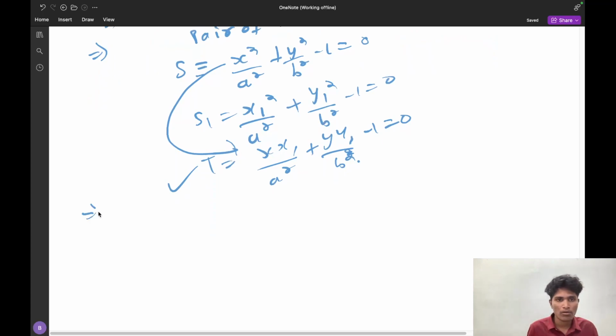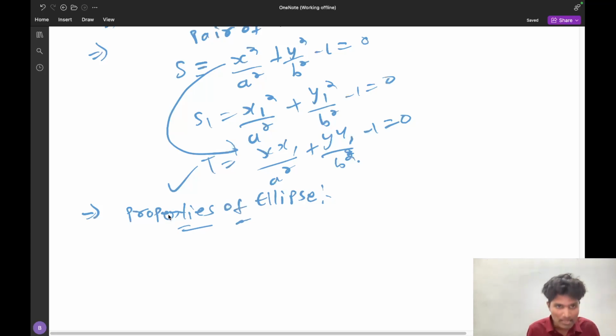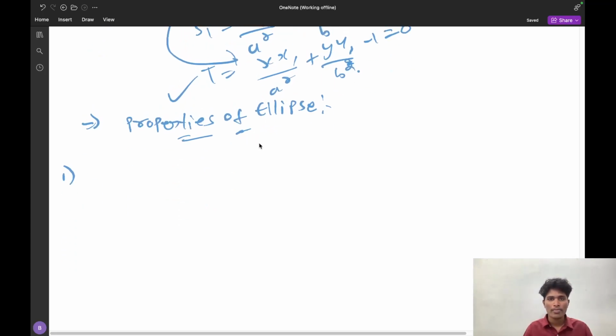And we came to the end of the ellipse. That is, we will discuss the properties. That's it. The properties of ellipse. What are the properties? The first property, the statement is like this. I will explain, and later you can understand. The portion of the tangent to an ellipse between the point of contact and the directrix subtends a right angle at the corresponding focus. Very important. I will draw the diagram.